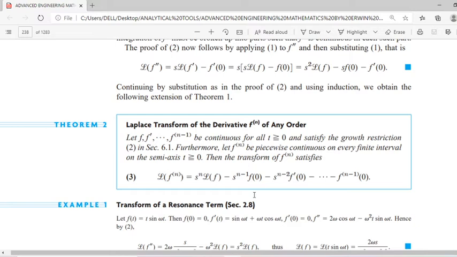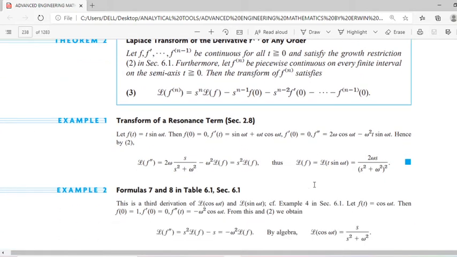Suppose f dash, etc., f raised to n minus 1 be continuous for all t greater than 0 and satisfy growth restriction for these functions and its derivatives. Then furthermore, f raised to n be piecewise continuous on every finite interval on the semi-axis t greater than 0. Then the transformation of f raised to n is satisfied. L of f raised to n equal to, we can iteratively derive this formula also. L of f raised to n equal to s raised to n into L of f minus s raised to n minus 1 into f of 0 minus s raised to n minus 2 into f dash of 0, etc., f raised to n minus 1 of 0. Okay, I think you got the idea.